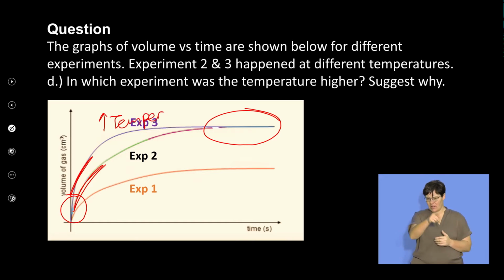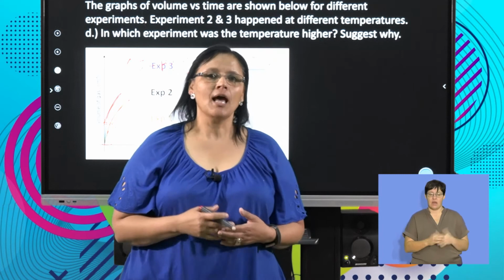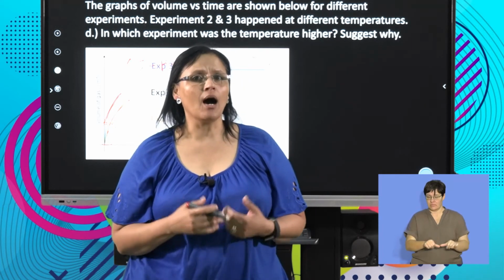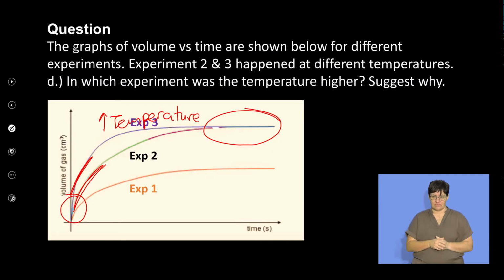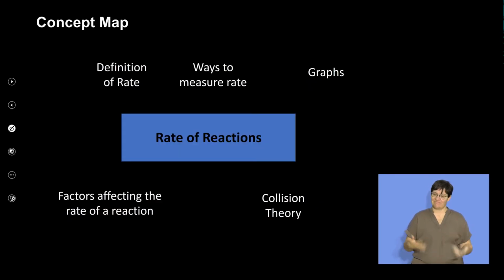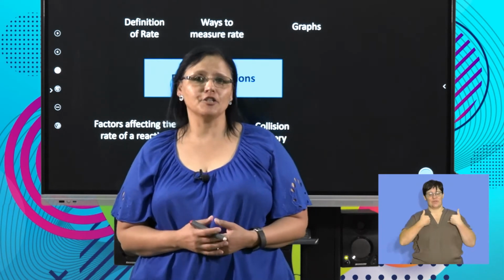How do we know that? Because when we have a higher temperature, we have more collisions per second, more effective collisions per second, and we know it leads to a higher rate of reaction. And this brings us to the first break. Please go and enjoy.